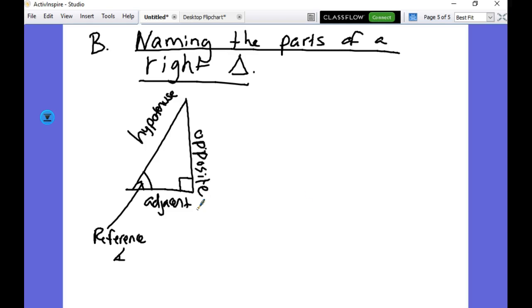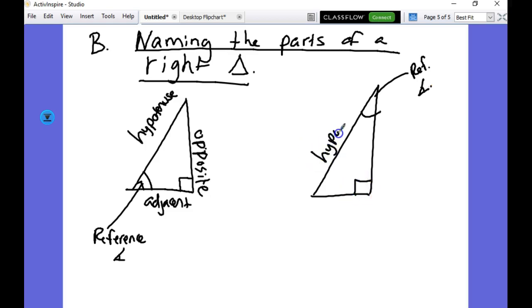Now I'm going to draw the same triangle, but this time I'm going to change my reference angle. I'm going to put my reference angle up here now. If I put my reference angle up there, does that change my hypotenuse? No, that's still a hypotenuse. But now which side is the opposite side? Which one is across from the reference angle? Well, that is a smaller one. The one on the bottom though, right? So now this is my opposite side. And what's this one? That would be the adjacent.